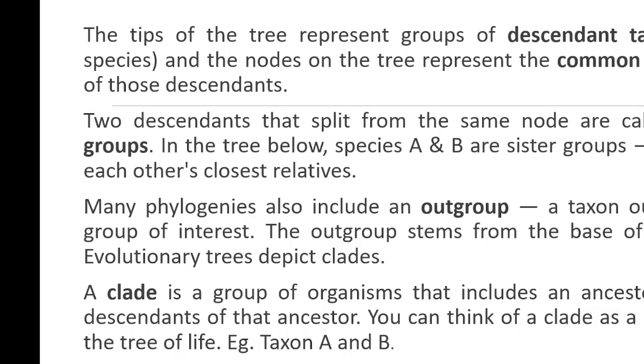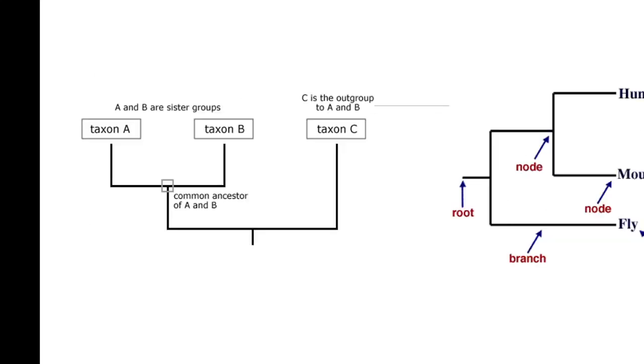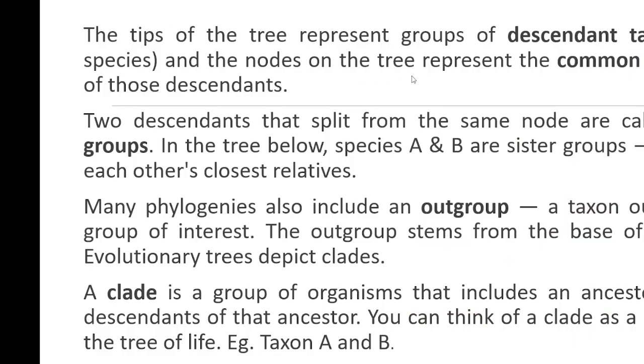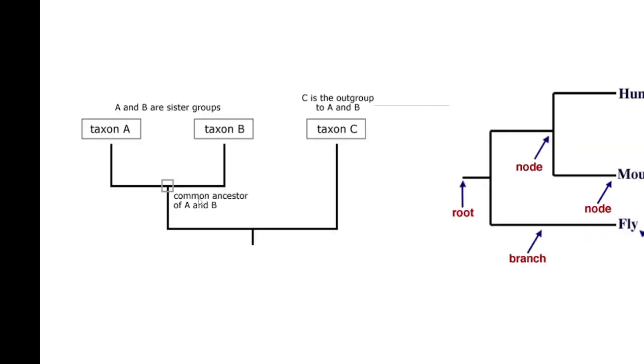And what is mentioned here, the tips of the tree represent the descendant taxa, and nodes on the tree represent the common ancestor of these descendants. Here you can see that there are certain common points. These are known as nodes. Here also there is a common point. This is known as a node. So in this diagram we are finding one node here, one node here. What is the meaning of the word node? Nodes on the tree represent common ancestors. That means here there is a node.